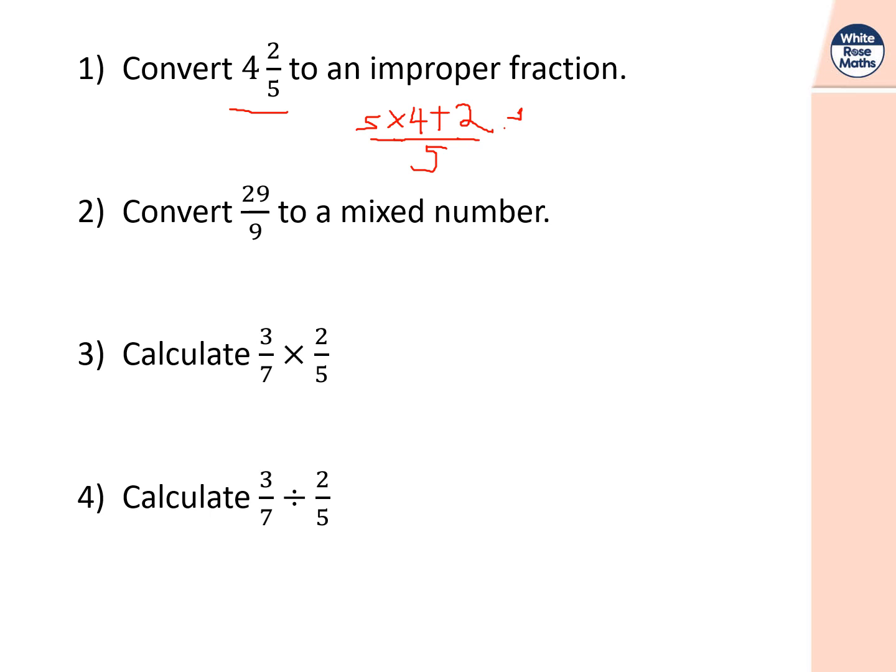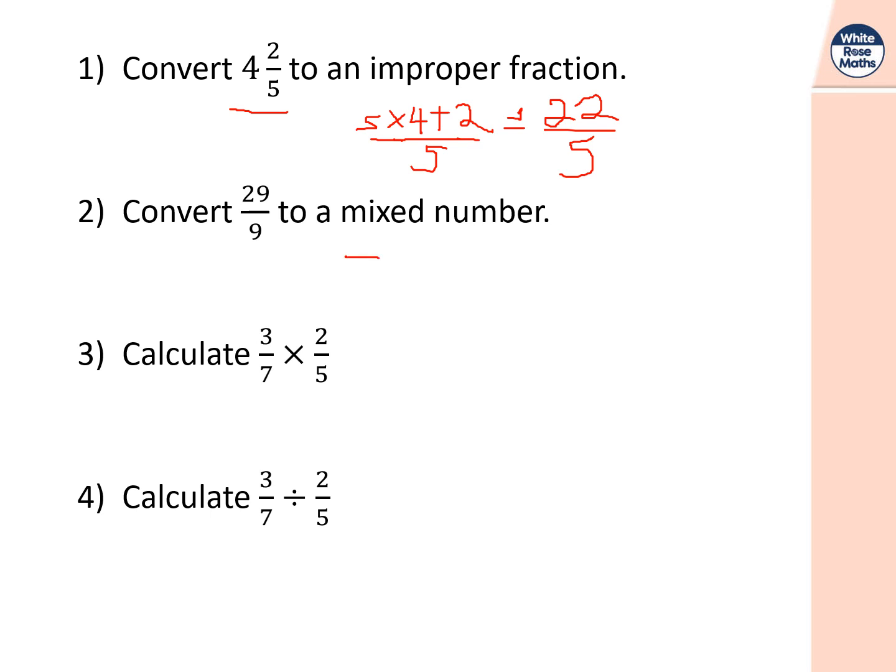5 lots of 4 is 20, plus the 2 is going to be 22, so the answer is 22 fifths. An improper fraction is also known as a top-heavy fraction. So if you come across the word top-heavy, that's where the number on the numerator is greater than or equal to the number on the denominator. In secondary school we call it an improper fraction.